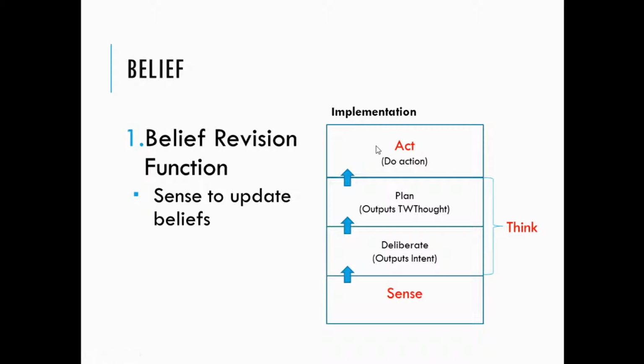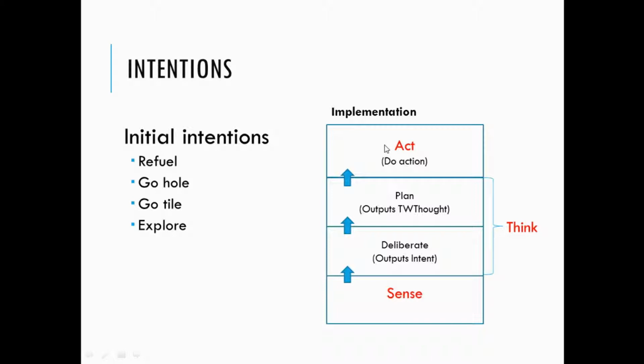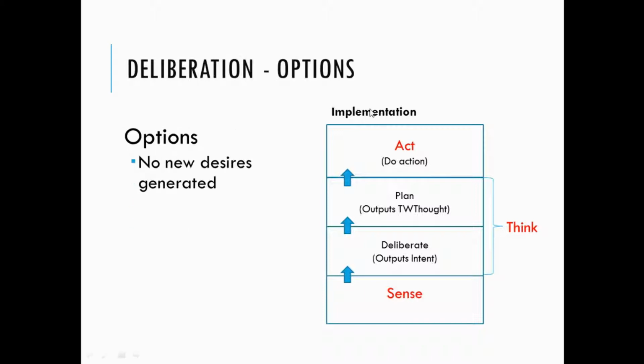For the belief, you run the belief revision function and sense the environment to update its beliefs. For the intentions, you have 4 types of initial intentions: the refill, go hole, go tile, and explore intentions. Under the deliberation, there will be the options function where new desires will be generated. However, our implementation is such that there are no desires generated.